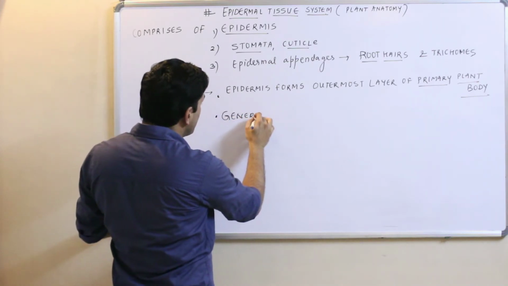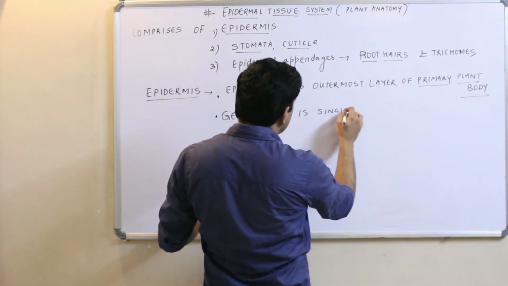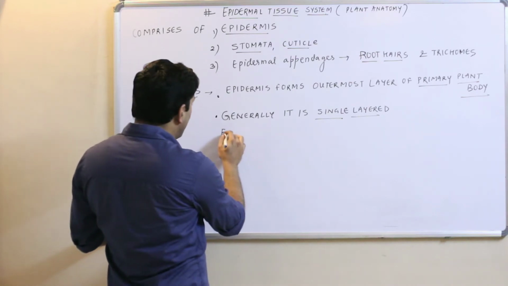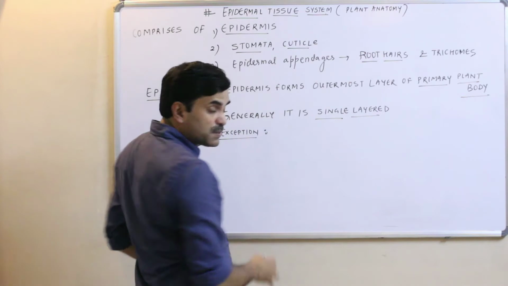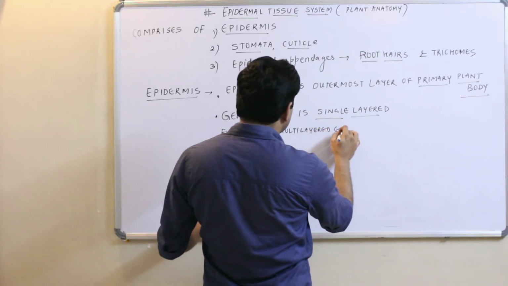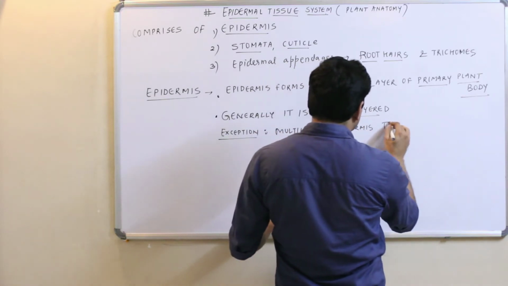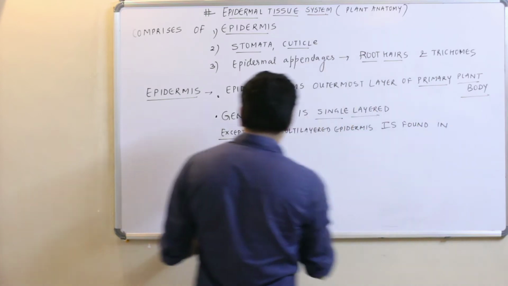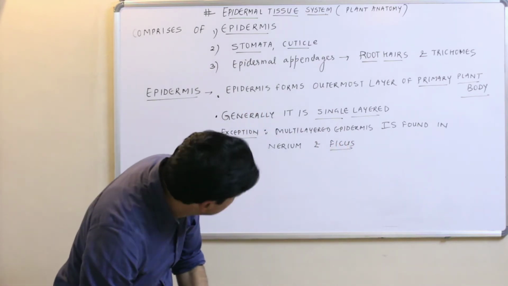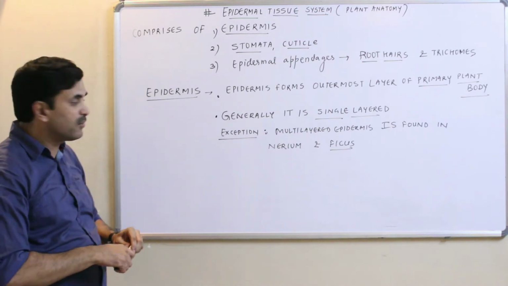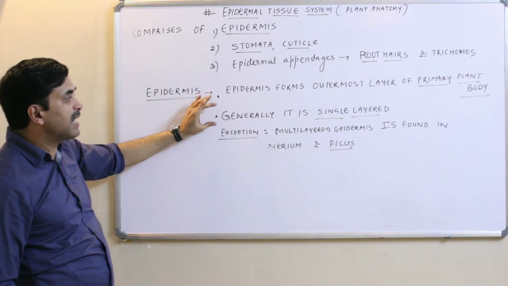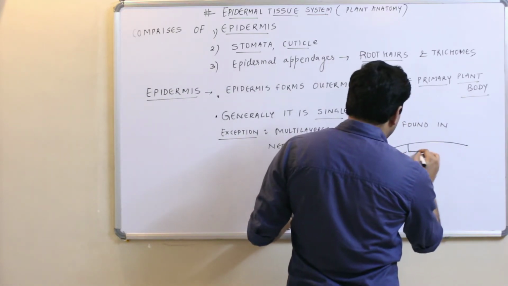Generally it is single layered, but there are exceptions, because plant anatomy is full of exceptions. So multi-layered epidermis is found in Nerium and Ficus. You know what is Ficus? Ficus is the banyan tree, and Nerium in India is called the kaner. Alright, so the exceptions are: multi-layered epidermis is found in Nerium and Ficus. Otherwise, generally it has been seen that the epidermis is single layered, like this.